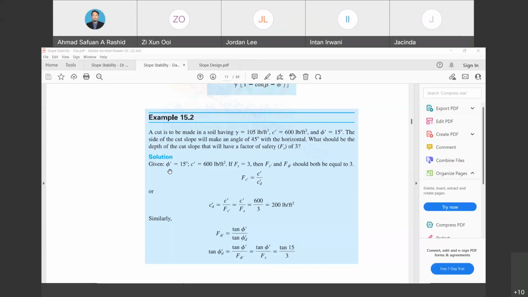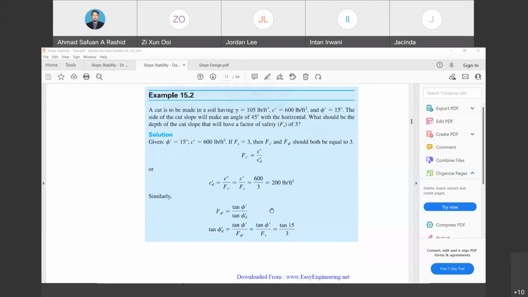So phi 15, C. If FS is equal to 3, then FSc, FSphi. I guess it is the same as Dr. Nogi Gopal's example. So C over Cd, Cd is equal to 200. Then determine the factor of safety for the FSphi, where tangent 15 over 3.